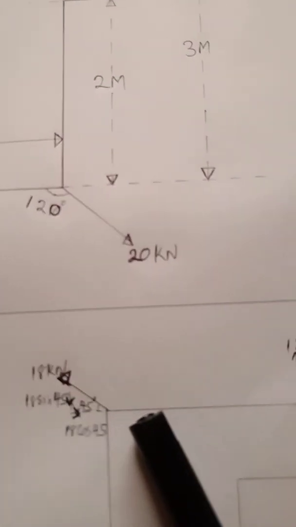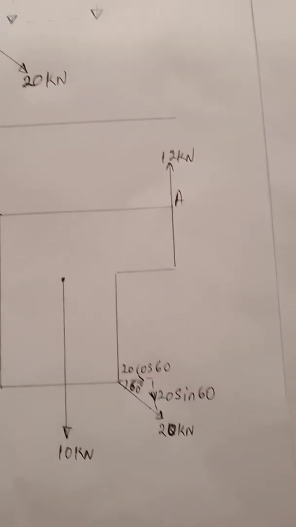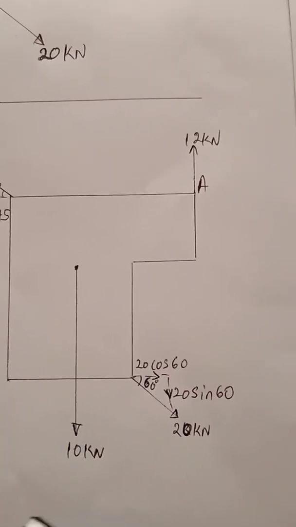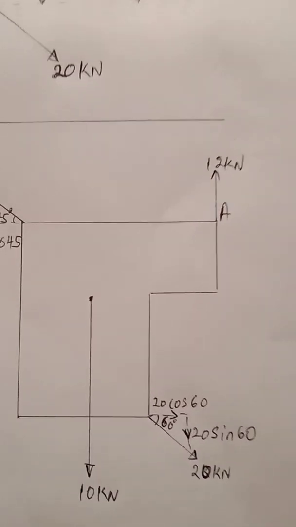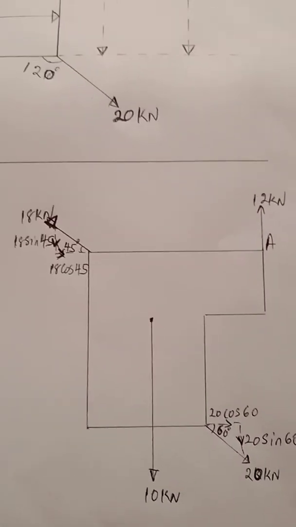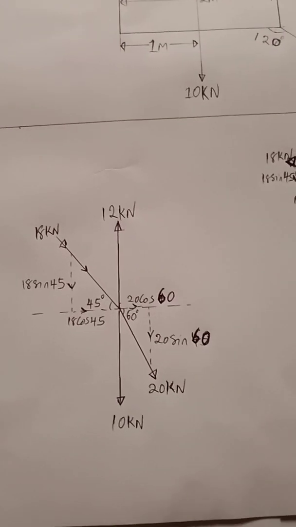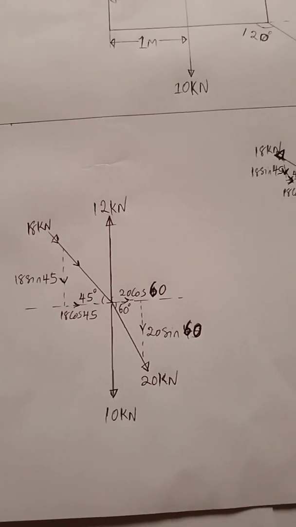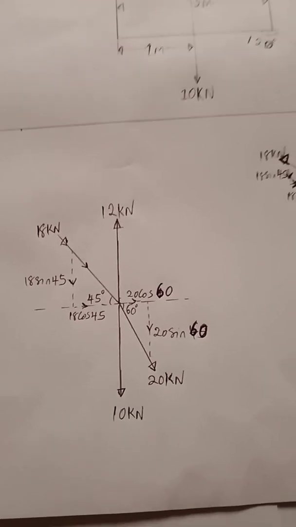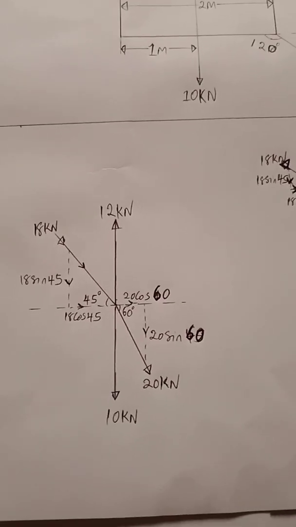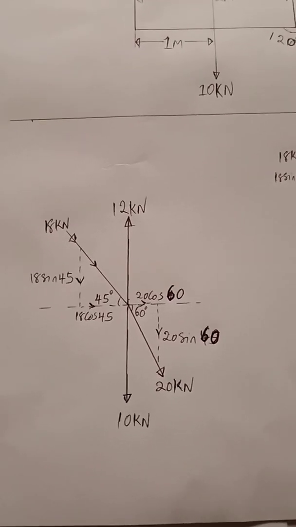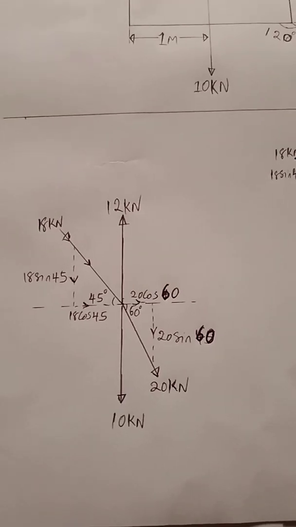Now look at that of 20 kilonewton as well. We also have to convert it into a triangular form, which is this. We can also deal with this in a different way, by forming the forces in a way that they will all meet at a point. Looking at it like this, you can also solve it in this format.